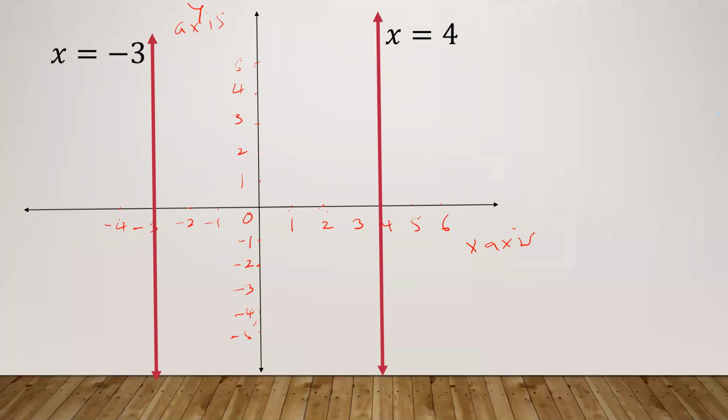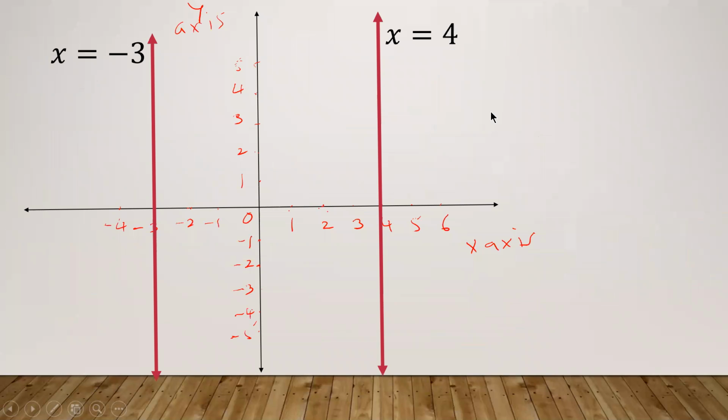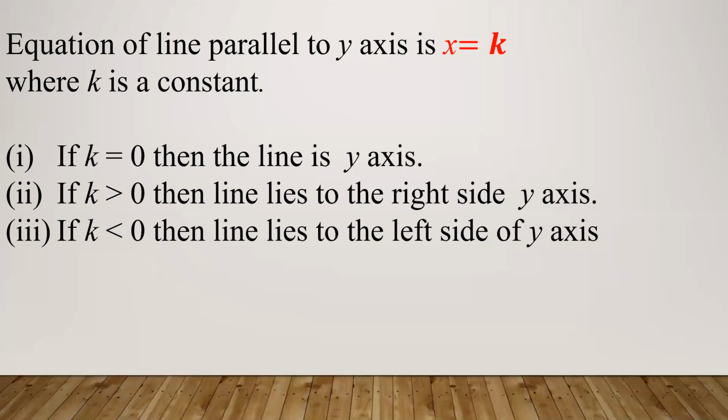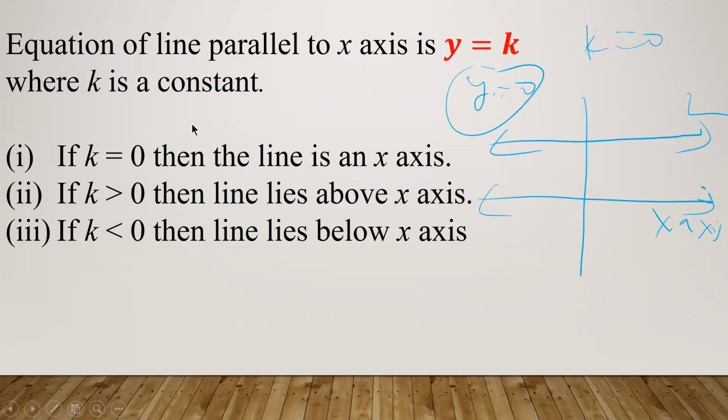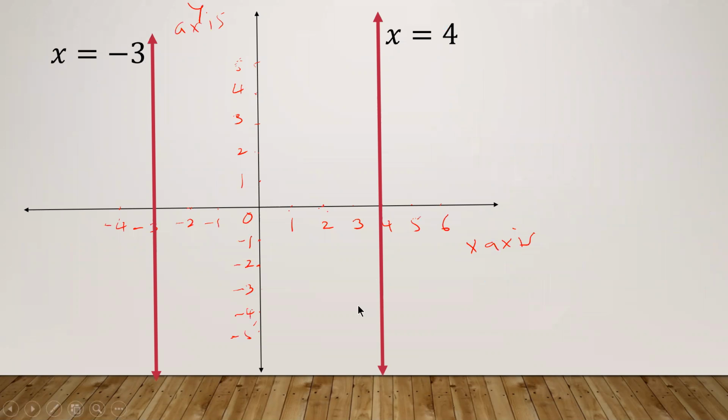Here k is 3, positive, so the line will be above. And if k is negative, less than 0, then the line will be below the x-axis. Okay, so we have seen the equation of a line parallel to x-axis is y equal to k, where k is a constant. Now we'll see the equation of a line parallel to y-axis.